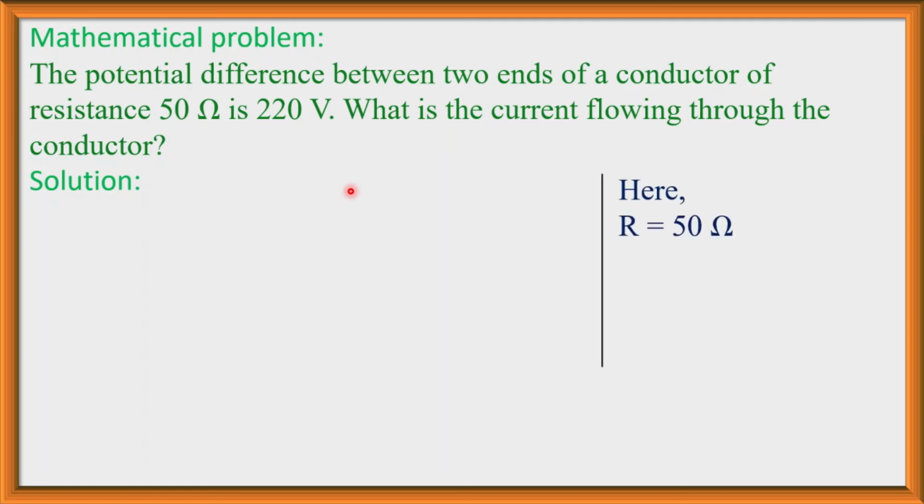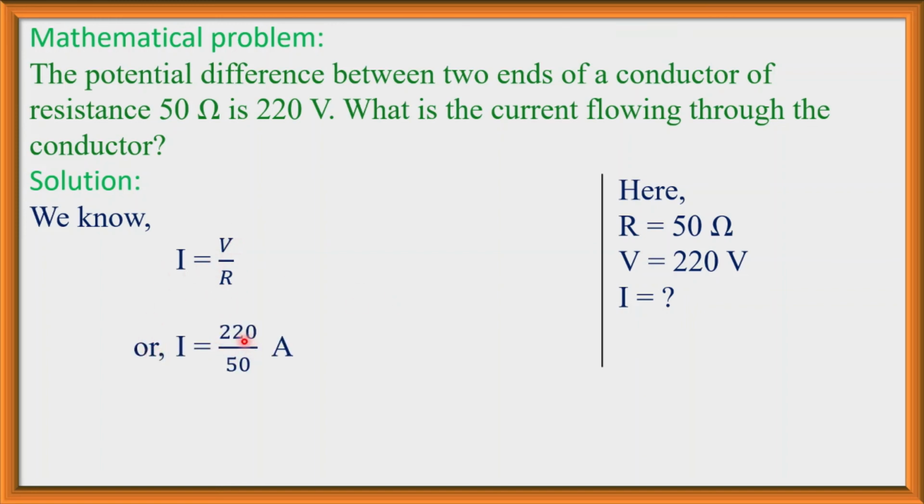Our given information is resistance R is equal to 50 ohm, potential difference V is equal to 220 volt, and electric current I is equal to what? We know electric current I is equal to V divided by R, or I is equal to V means 220 volt and R means 50 ohm. So 220 divided by 50 ampere. We know the unit of electric current I is ampere. So I is equal to 4.4 ampere, and this is the electric current flowing through this conductor.